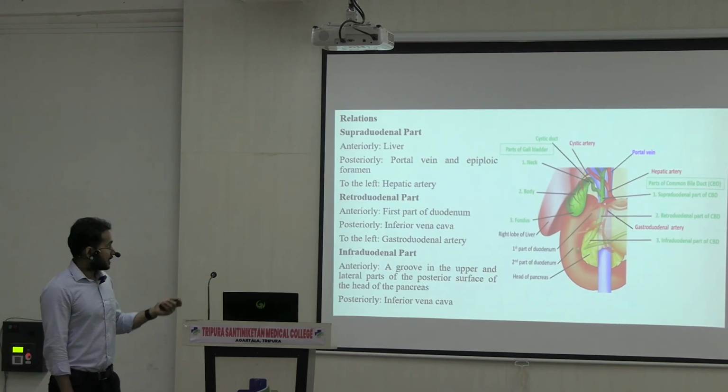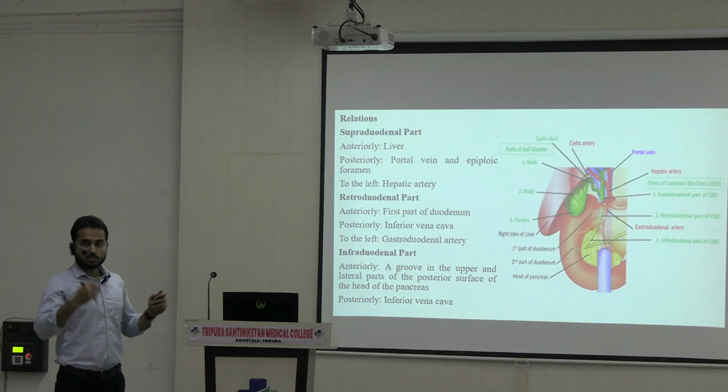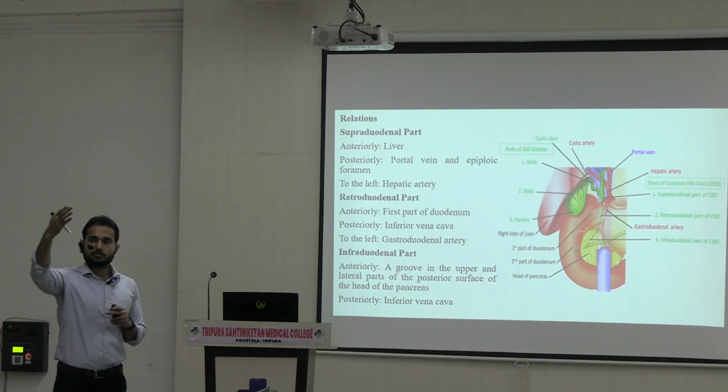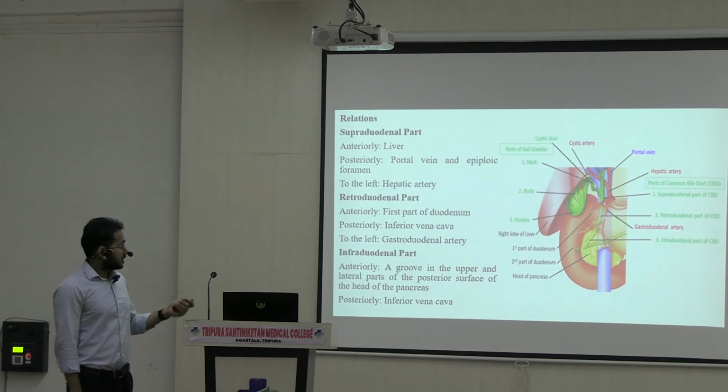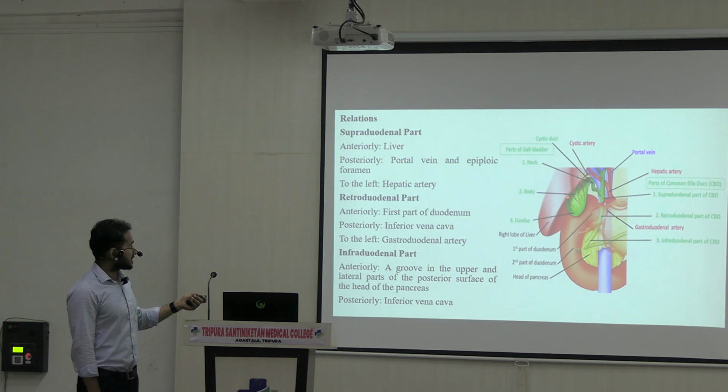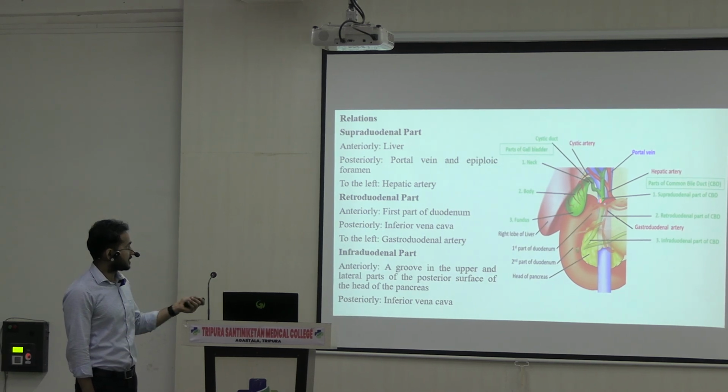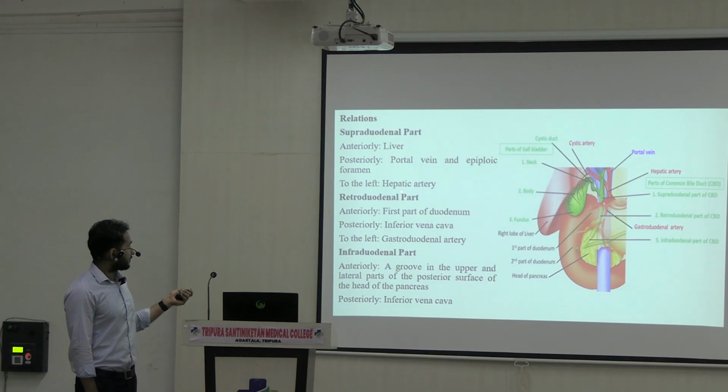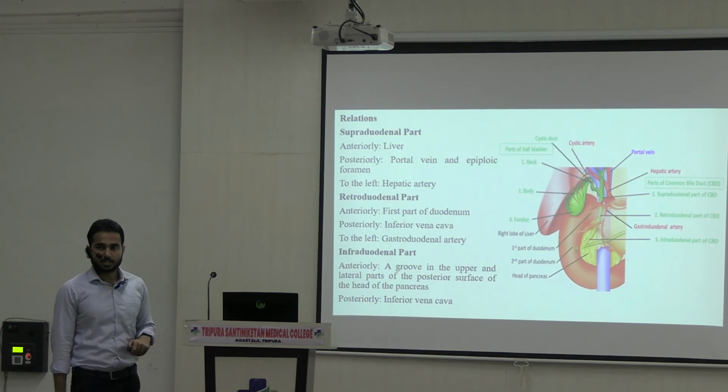Okay, now in the relation, supraduodenal part means the part situated above the first part of the duodenum. Anteriorly the liver will be present, posteriorly the portal vein and epiploic foramen, as you can see in the diagram. To the left, the hepatic artery is there. As you can see, the hepatic artery is situated on the left side.